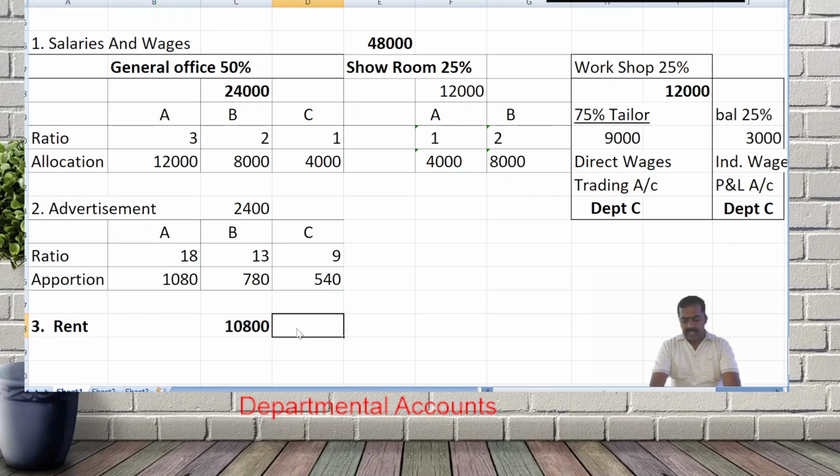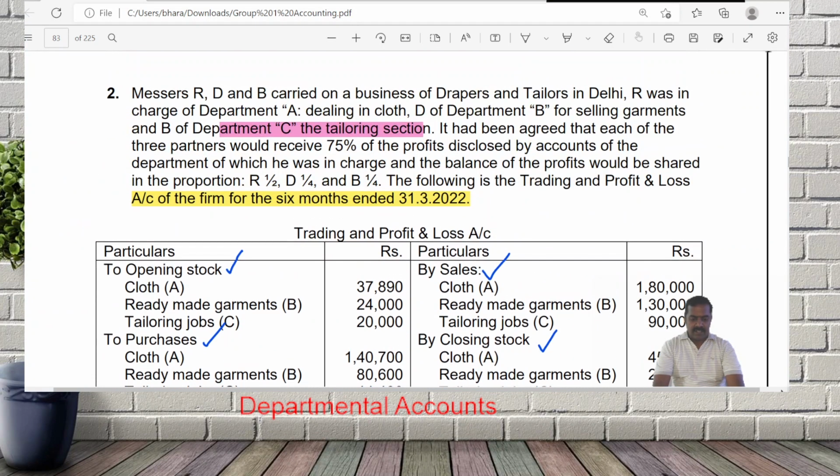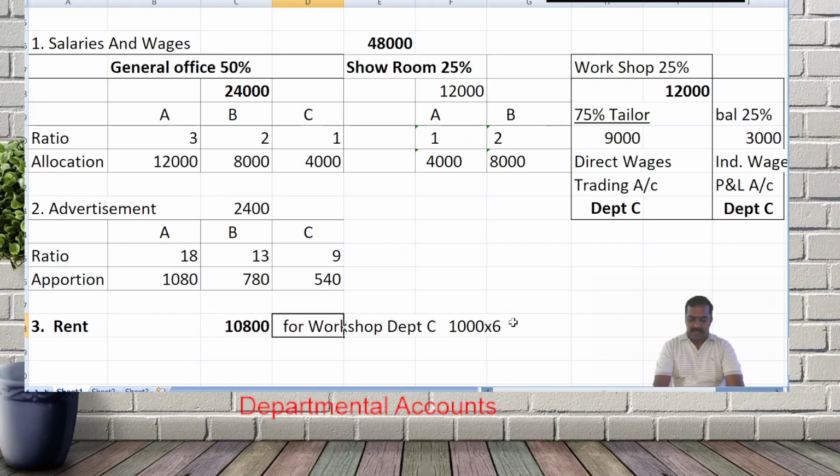This rent includes the rent for the workshop. Workshop is which department? Department C. How much per month? 1,000 into 6 months. The P&L account is given for 6 months. If the student has skipped reading this, the P&L account is given for how many months? 6 months. So rent is for a 6 months period only. So 1,000 into 6 is 6,000.